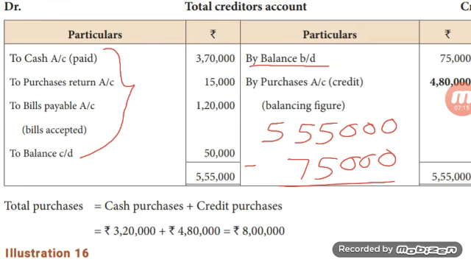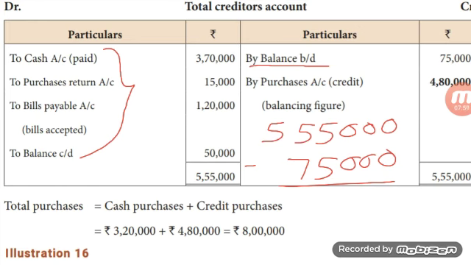Okay, children, now we calculated credit purchases. Then the next step, total purchases. Total purchases is equal to cash purchases plus credit purchases. Cash purchases is given in the question. It is 3,20,000 and credit purchases we calculated by preparing creditors account. That means credit purchase is the balancing figure of total creditors account, that is 4,80,000. Then 3,20,000 plus 4,80,000 is equal to 8 lakh. 8 lakh is total purchases.